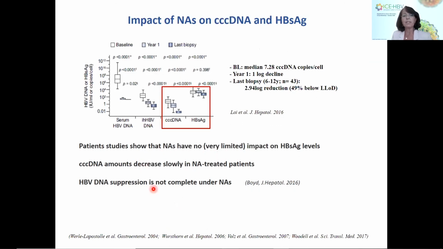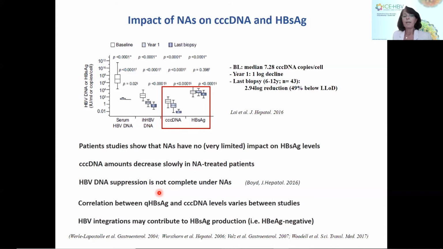And the patient studies show that NUCs have very limited impact on S antigen level, and the cccDNA amount seems to decrease quite slowly. This might, however, also be due to the fact that the DNA suppression is not complete under therapy with nucleoside analog. So the correlation between quantitative S antigen and cccDNA level varies between studies.